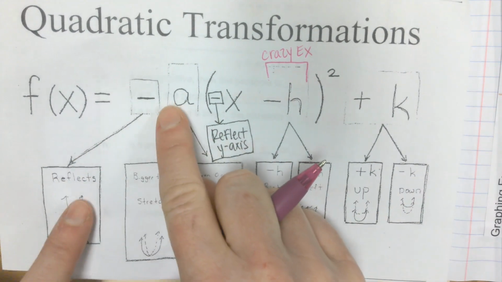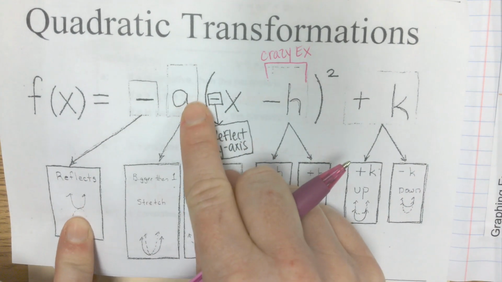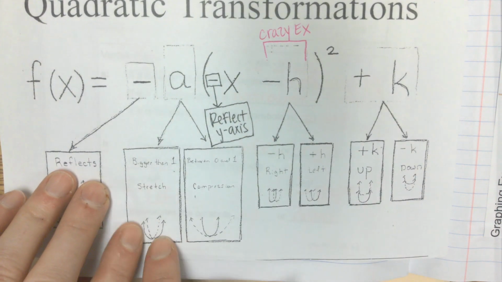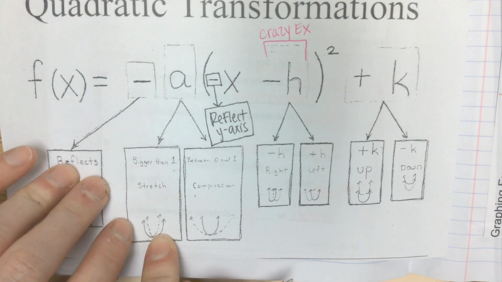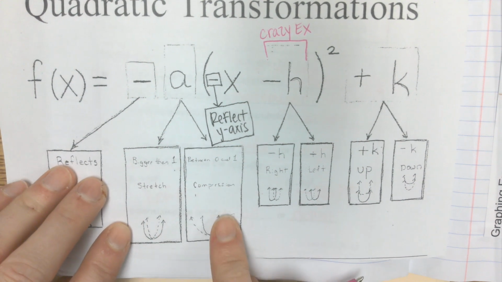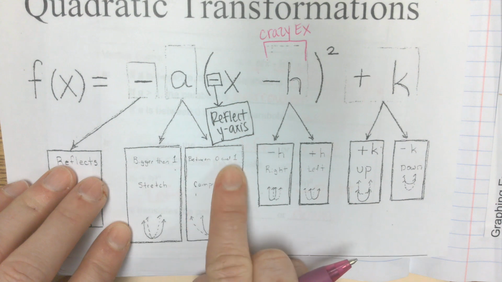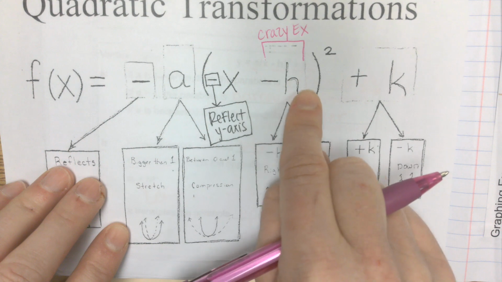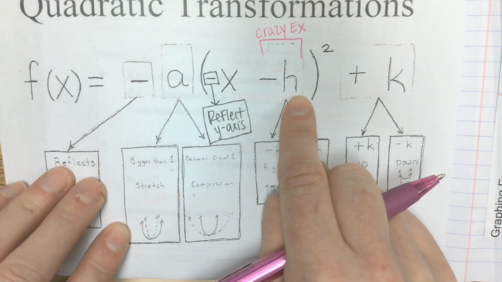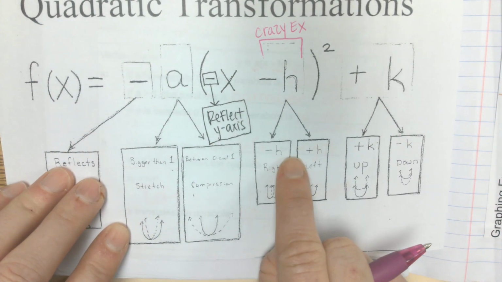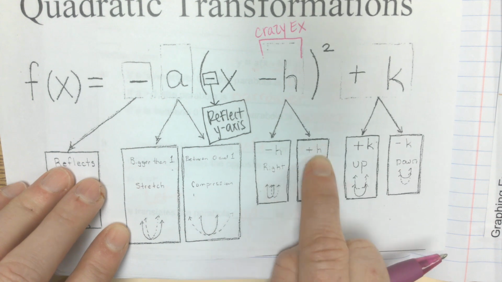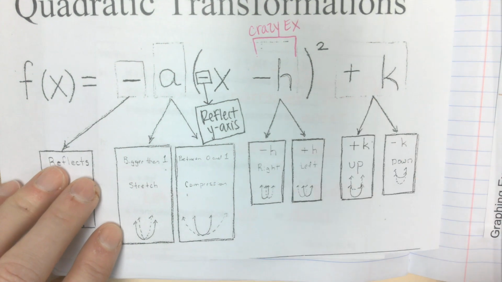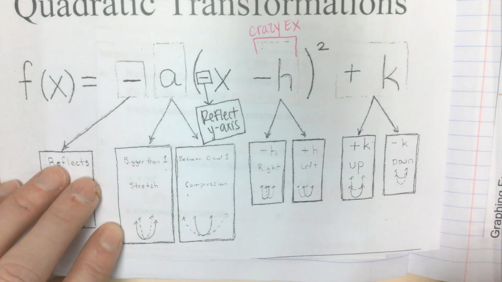So negative reflects. Right in front of the parentheses is the A. It's either a stretch or compression. Stretch makes it skinnier, and it's a number bigger than 1. Compression makes it fatter, and it's a number between 0 and 1. Then the H, it's inside the parentheses with the X, so it's called your crazy X. So a minus H goes right, a plus H goes left, and then outside the parentheses, the K, which tells you your vertical shift, either up or down.